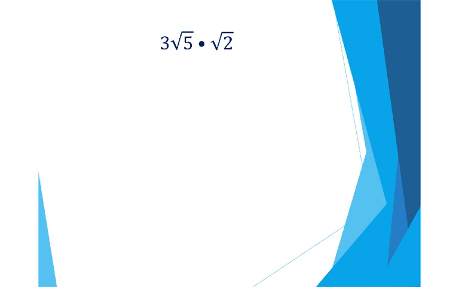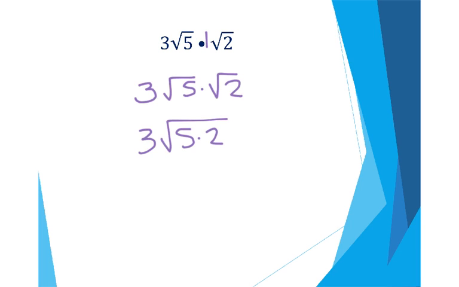The next example is 3 square root 5 times the square root 2. So again, if you look at it as our coefficients, we're going to have 3 times 1, you're going to multiply those together, and then the square root of 5 times the square root of 2, that's just equal to the square root of 5 times 2, and so this is 3 times the square root of 10.